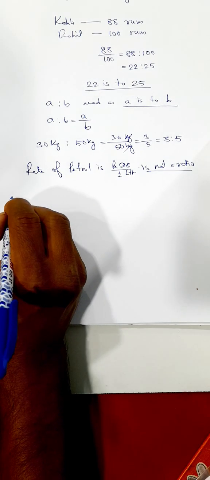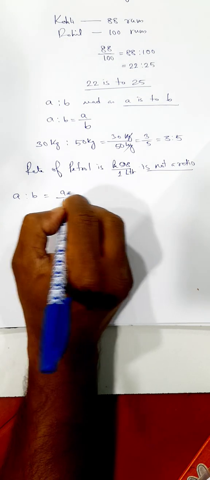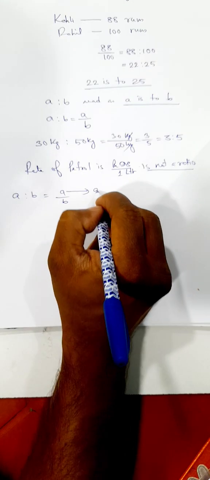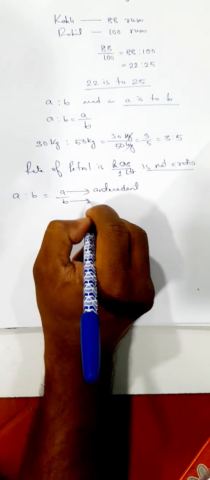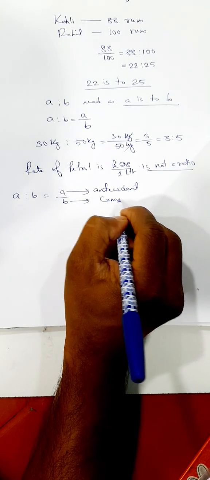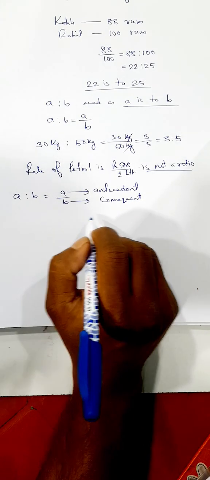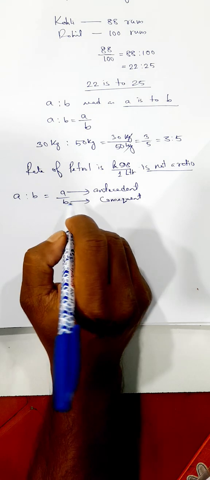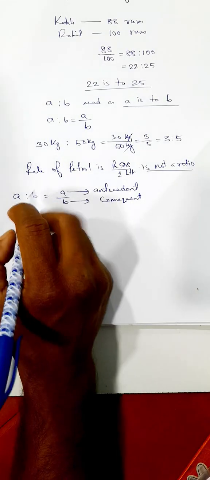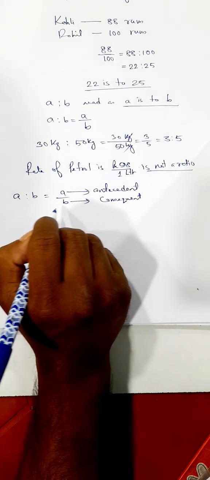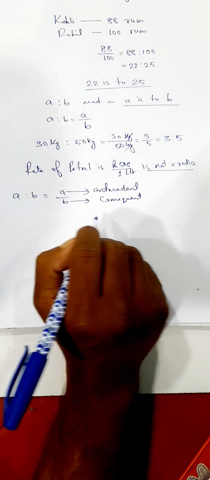Now A is to B equal to A by B. Here A is called antecedent and B is called consequent. In the ratio A is to B, A is called antecedent, that means numerator is called antecedent and B is called consequent, or the first term of the ratio is called antecedent and second term is called consequent.